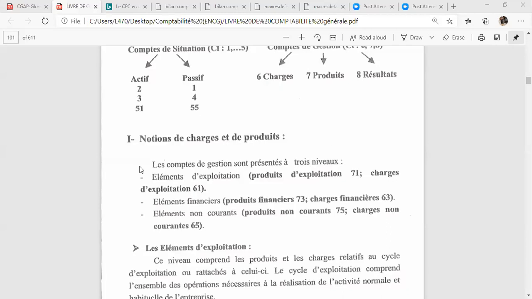So under les produits and under les charges, under each of them, we have what we call le produit d'exploitation et le produit financier. And under les charges, also, we have les charges d'exploitation and we have les charges financiers. So those are the two main ones. So le produit, what it simply means, d'exploitation et financier.